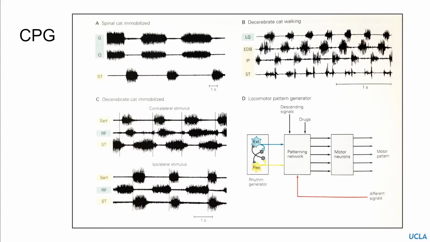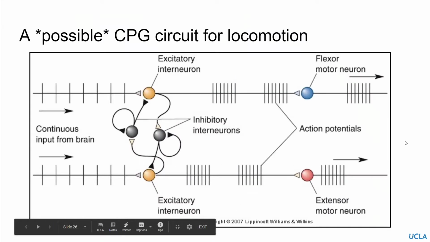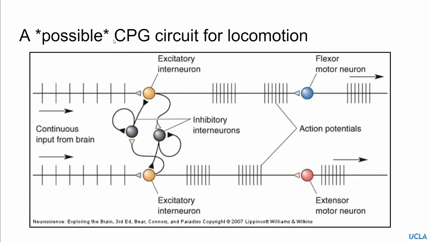So you see all of these things and you start thinking about it, because this is your field and this is what you're an expert in, and you say, well, what is a potential mechanism that could explain this? And you come up with this. Okay, so this is a possible CPG circuit. This is not guaranteed, and honestly, it's likely much more complicated.